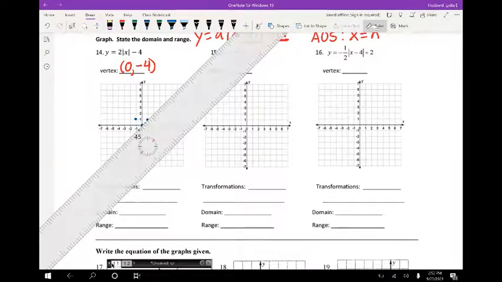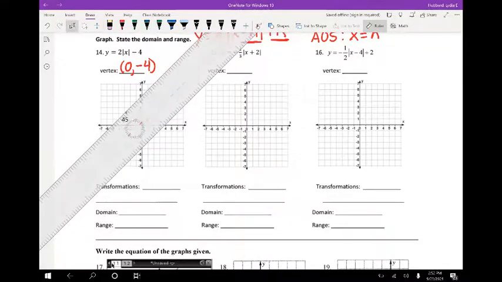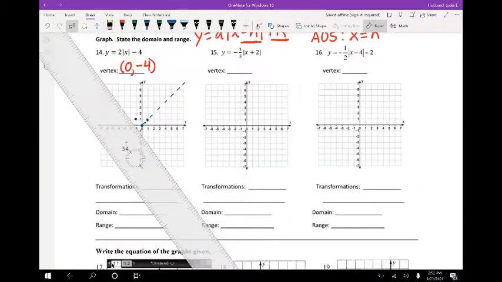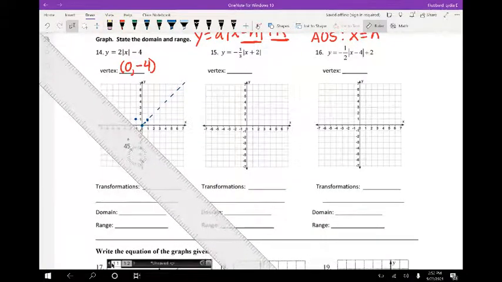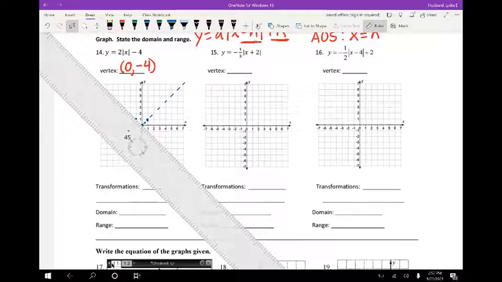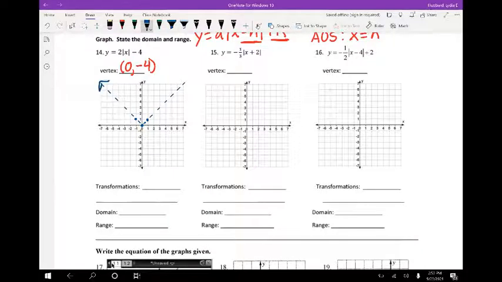Oh, I wanted to do this as a dotted line. Okay, so this is our parent function. It goes through (0, 0), (1, 1), and (-1, 1). It is the absolute value graph.